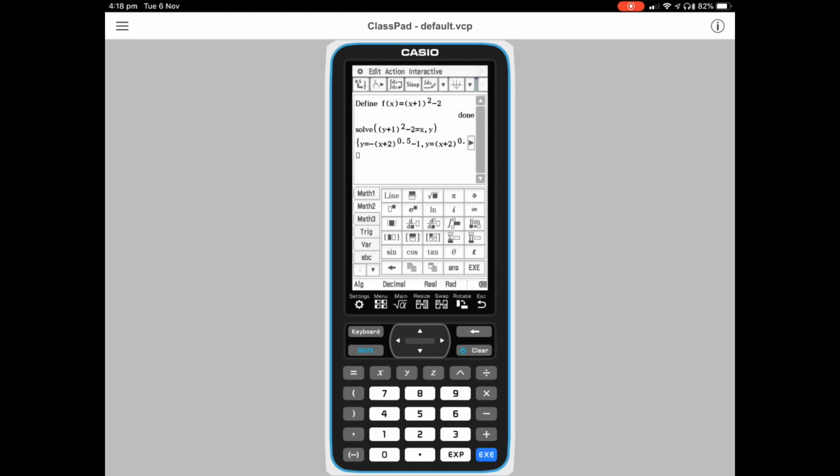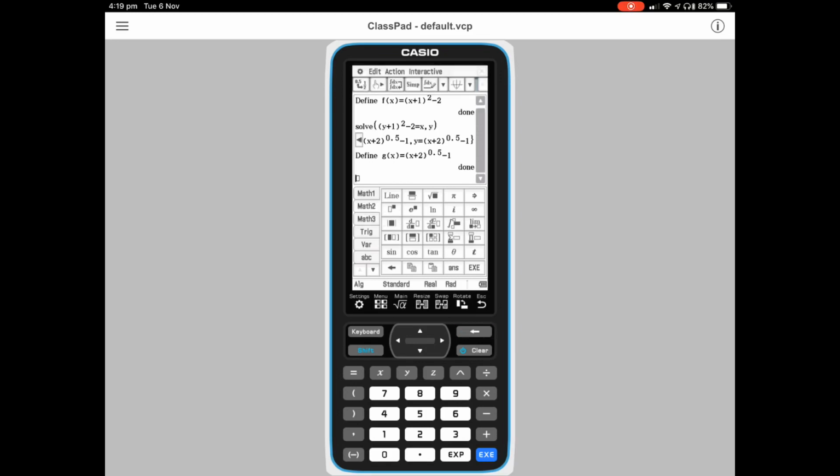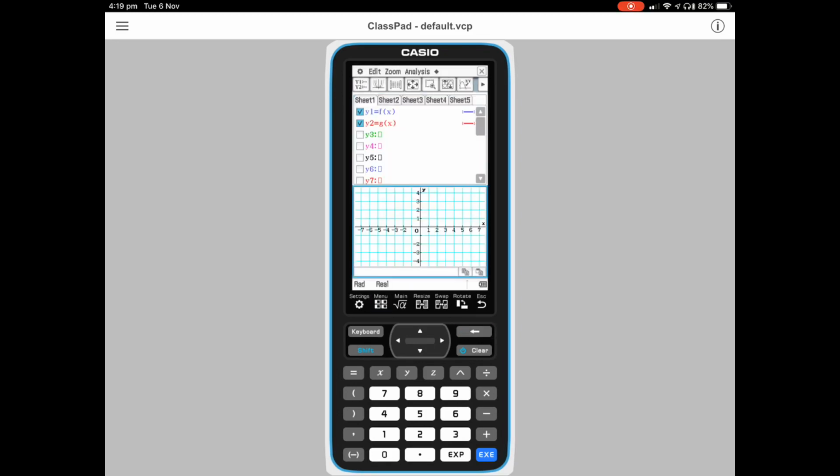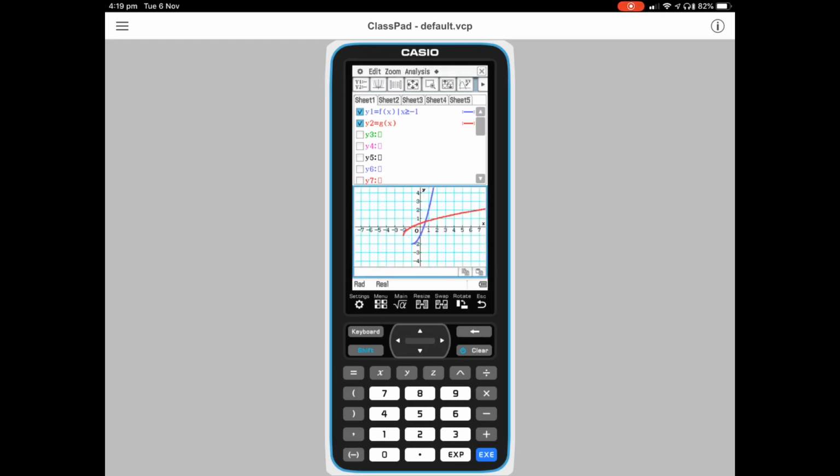Now we're going to use the top half of the graph. I'm going to define just this bit here as g of x, which is my inverse function. Okay, so now if we go in f of x, g of x, sketch them both, we only want this for x is greater than or equal to, what was it, -1? Let's have a look. Okay, so there's our graphs.